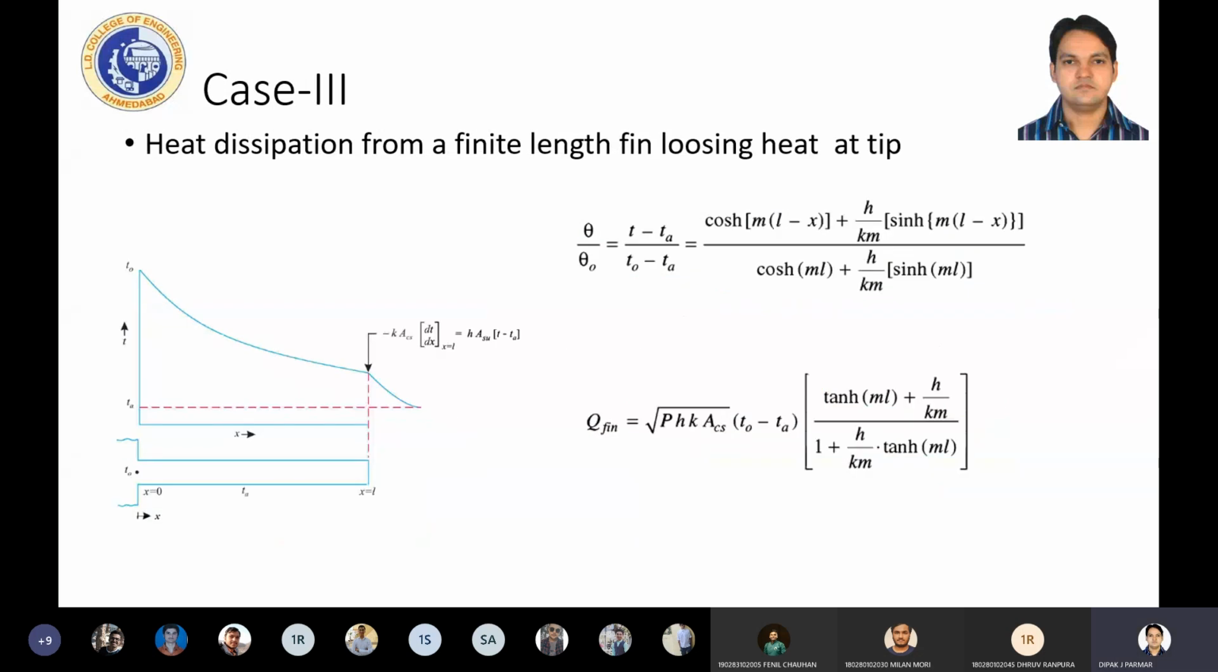In the same way we have a third case, which is heat dissipation from a finite length fin losing heat at the tip. So again, the length is finite.